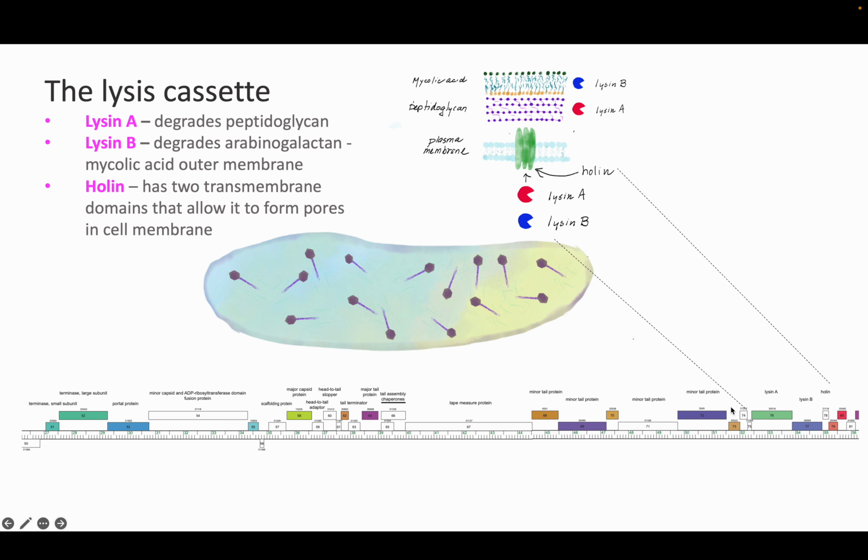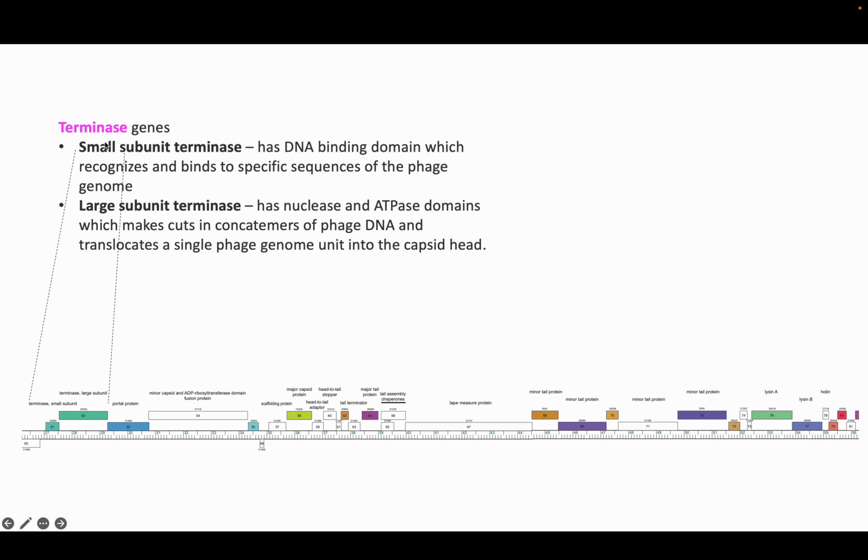You can find these 3 genes usually after the minor tail proteins. And I think what you'll find is across the different phages, most of the time we find this cassette after the minor tail protein. But in some phages, for example the cluster A's, they can be located earlier in the genome. Finally, I want to talk about the terminase genes.